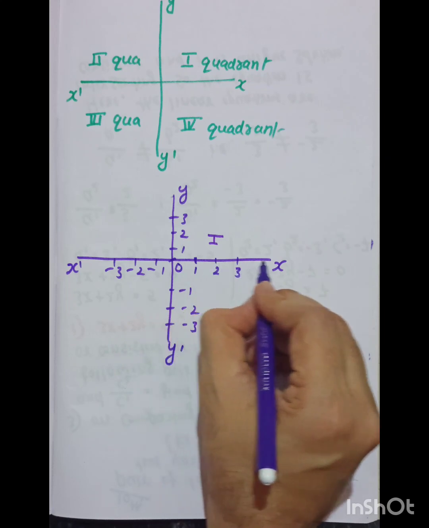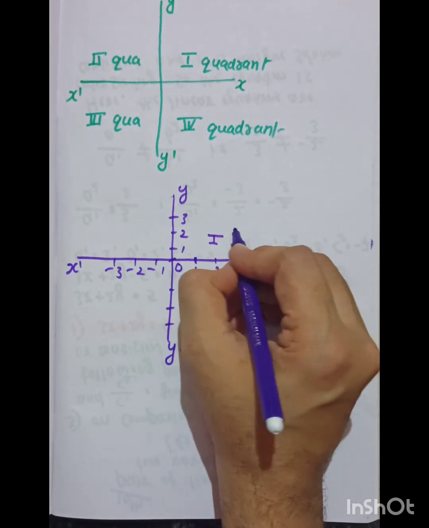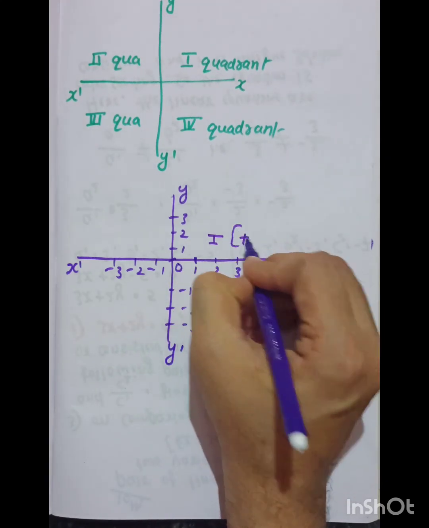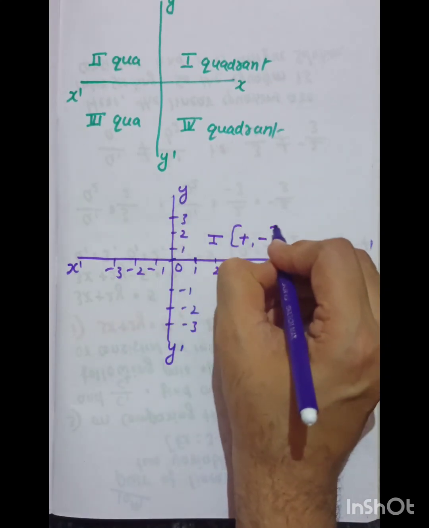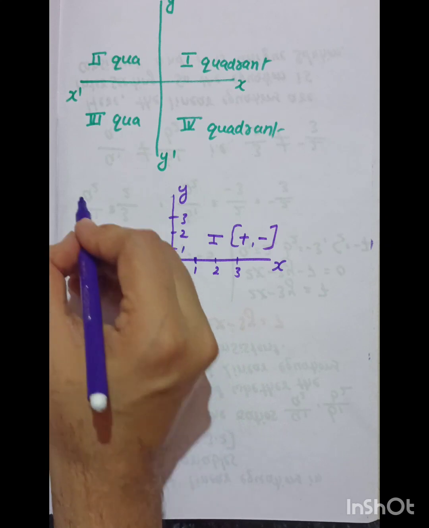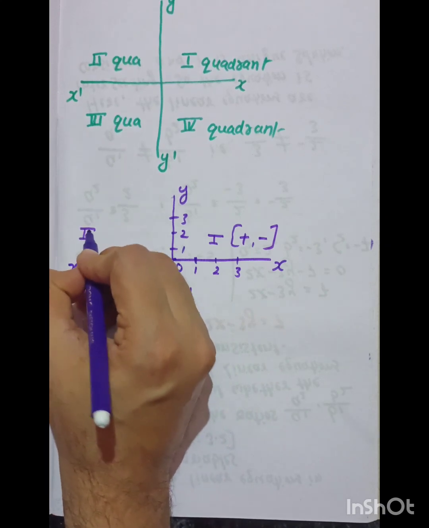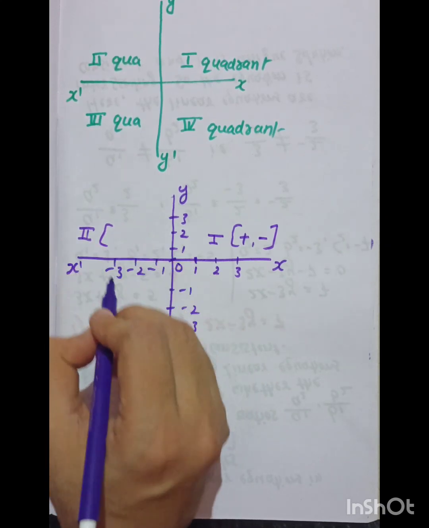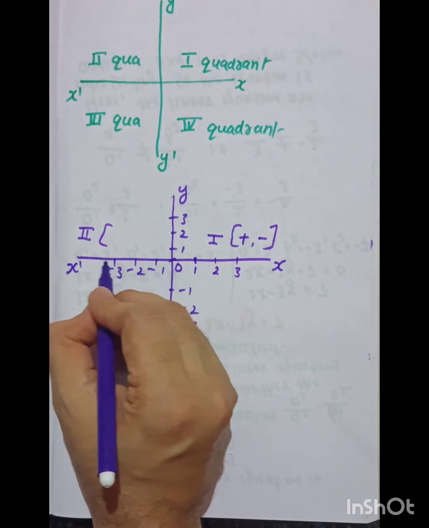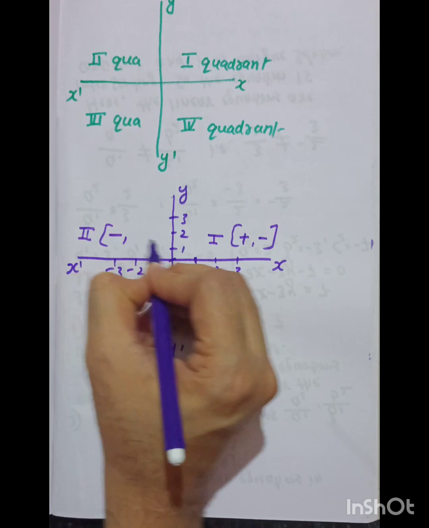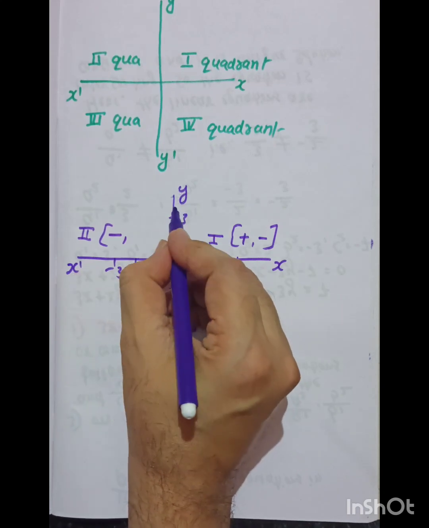Here we have to take x in the form of plus, so I am giving plus, comma, then y minus. Then let's move to the second quadrant. We always have to take first the x axis, then the y axis. So what happens on the x axis? It is minus, comma, then on the y axis it is a plus sign.